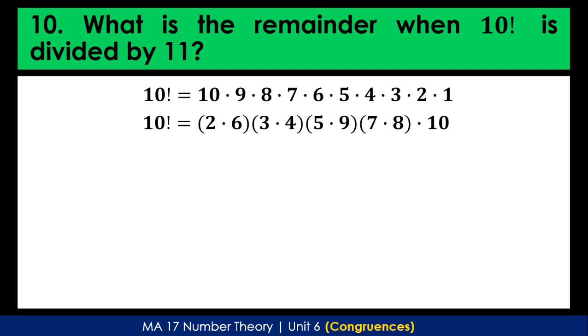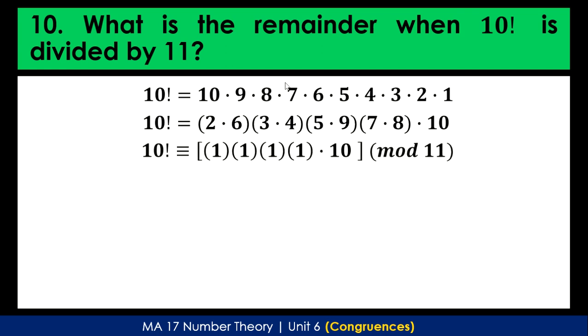As you can see, 2 times 6 is 12, 3 times 4 is 12, 5 times 9 is 45, 7 times 8 is 56. What will be the remainder if we divide all of this by 11? 2 times 6 is 12, and 12 divided by 11 has a remainder of 1. 3 times 4 is still 12, remainder of 1. 5 times 9 is 45, and dividing by 11, we still have a remainder of 1. 7 times 8 is 56, and if we divide it by 11, we have a remainder of 1.